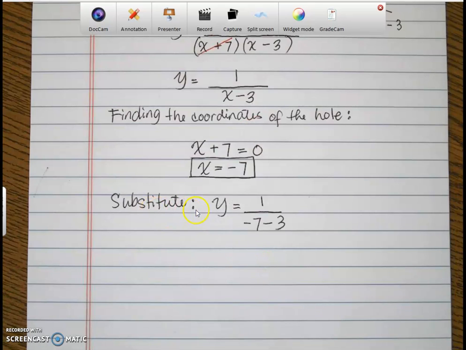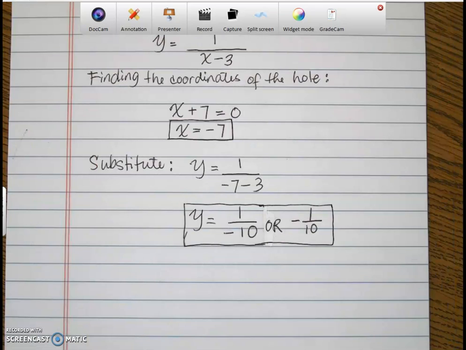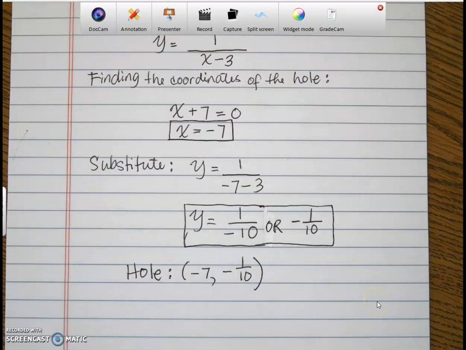Okay, you're going to substitute your x, which is negative 7, into the x right here. So now you will have y equals 1 over negative 7 minus 3. And then you will solve for it. So now y is equal to negative 1 over 10. So now your hole is at negative 7, comma, negative 1 out of 10.